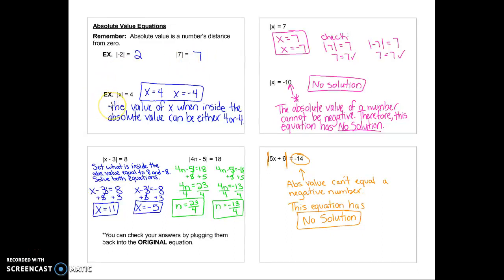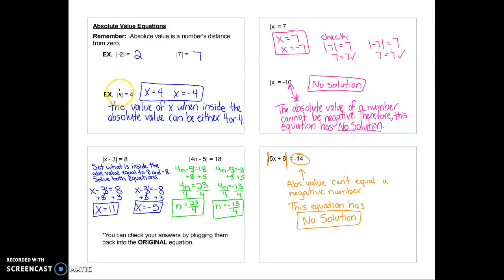Now, second example is actually working backwards. Okay? I don't know what this value is inside of the absolute value bars, but I do know that this number's distance is 4. They're telling me that the absolute value of x, so just some number, is equal to 4. Okay? So the distance is 4. So now you have to think backwards. What number could be inside of this absolute value? What number would have a distance of 4 from 0? Well, there's 2 answers for that.